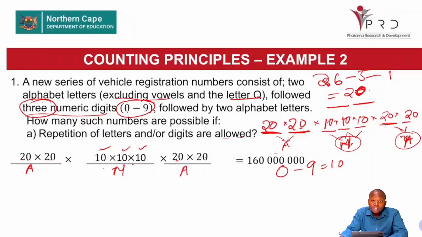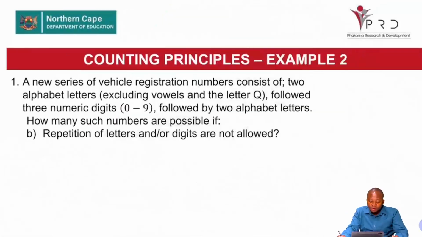When you see such questions, guys, what you're supposed to do is, 2 alphabet letters, we know that there are 2 slots. You indicate that nicely, 2 alphabet letters again. So you underline this as you read questions. Then those are the number of possible ways it can be done. Now, let's look at number B, where repetition is not allowed.